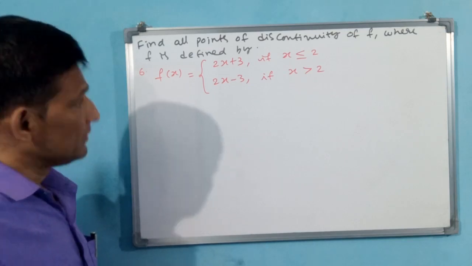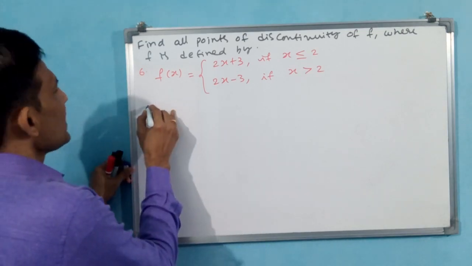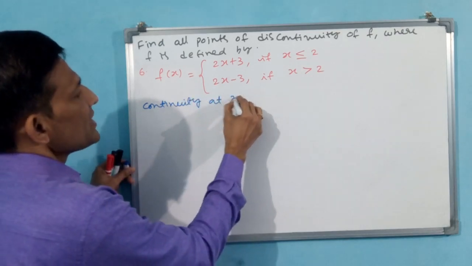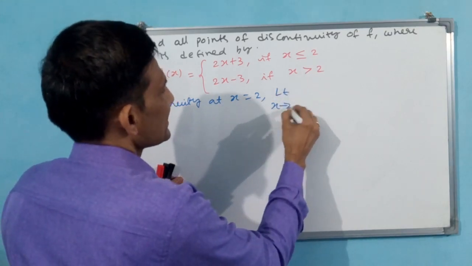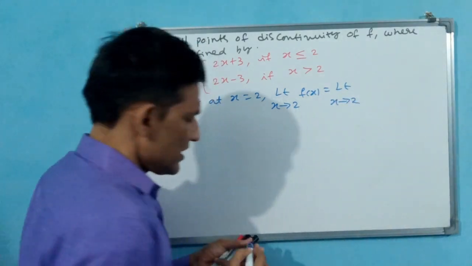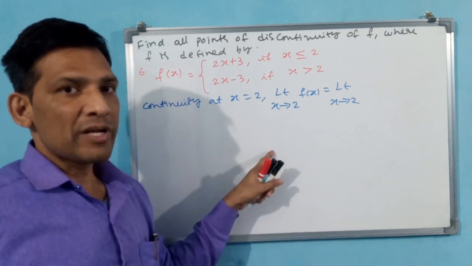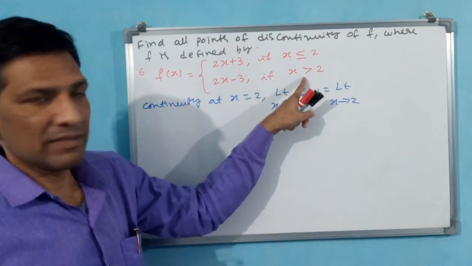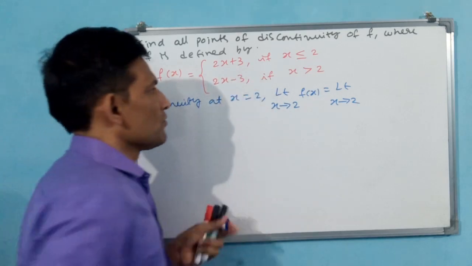Let me write down. You see, continuity at x equal to 2. Limit x tends to 2 f of x is equal to limit x tends to 2. See, first we are writing the normal limit, not the left hand limit or right hand limit. Normal limit means x equal to 2 you have to take. x equal to 2 means this one you have to take, not this one. Why? Because equal to is there. Equal to 2, 2x plus 3. Right, 2x plus 3.